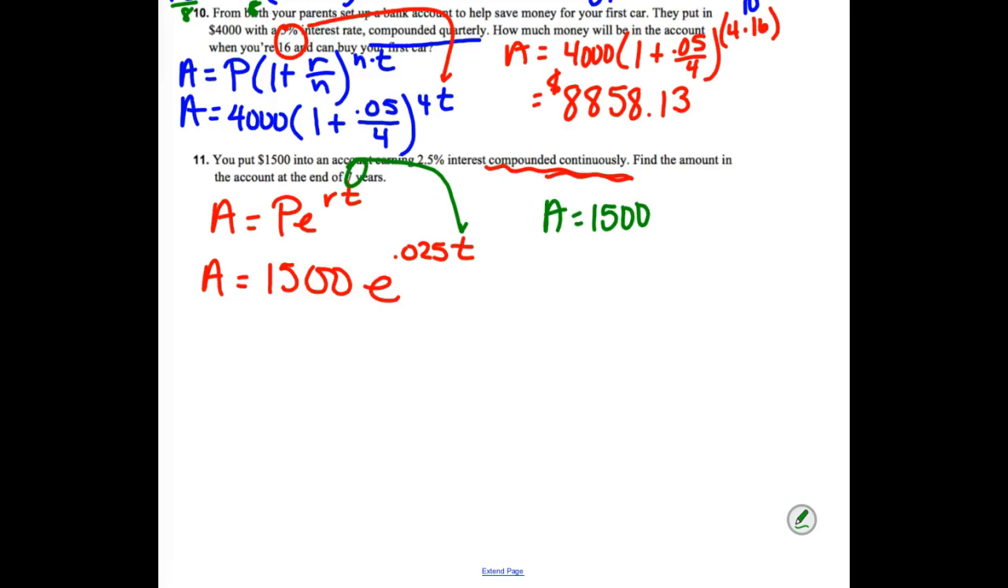So on our calculators, 1,500 times e to the 0.025 times 7, and our total value is $1,786.87.